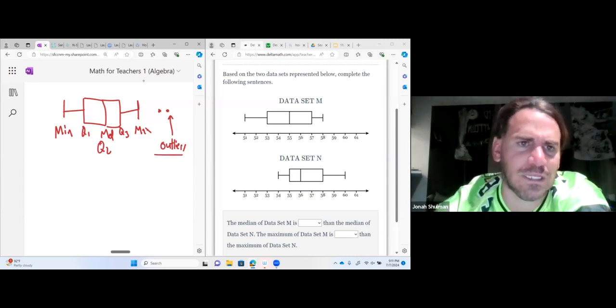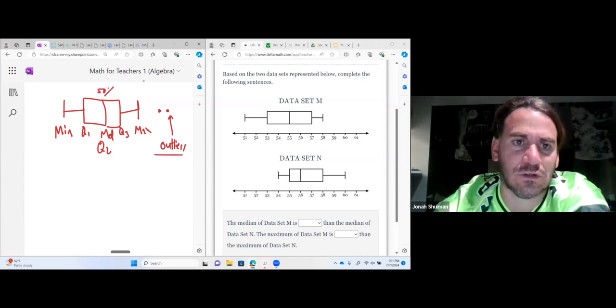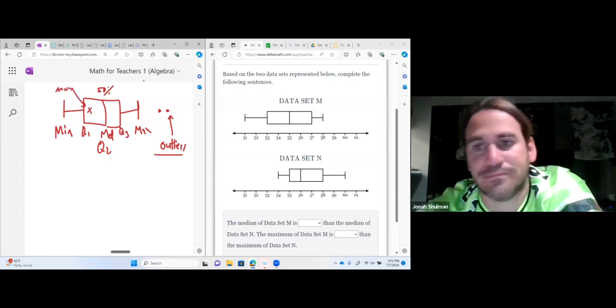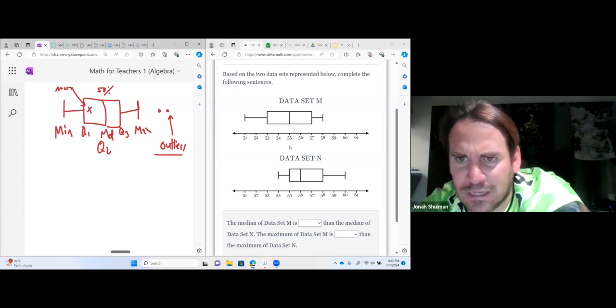So they're looking for the median. This just means 50% of the scores are on this line. If there's ever an X somewhere, that's the mean. All right, the median of set M is 55. Oh, it's greater. No, it's less than.